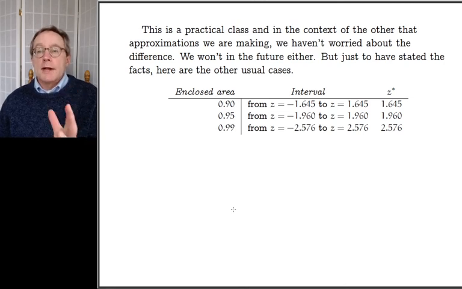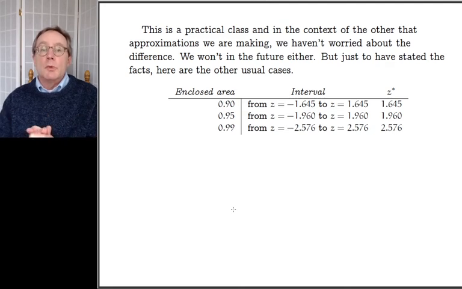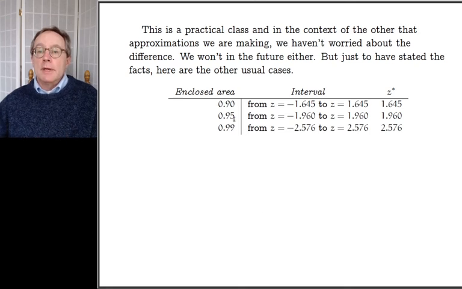Now there's a practical class, and in the context of the other approximations that we were making in Chapter 3 and Chapter 4, we didn't worry about the difference between 1.960 and 2. We just didn't stay awake nights worrying about it. But just to have stated the facts, these are the relevant cases. If you want the area to be 0.95, technically it's not 2 and minus 2, it's minus 1.960 and plus 1.960. We call that z star. It's just a traditional name, z with a little superscript asterisk.